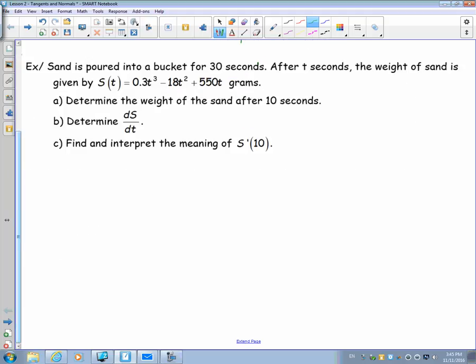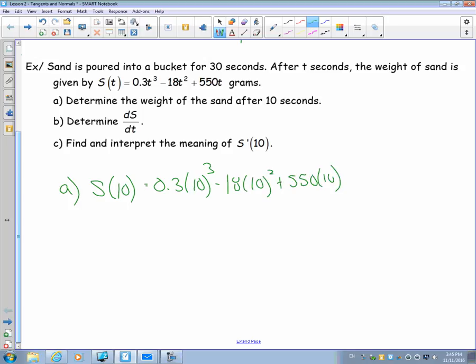So we've got sand being poured into a bucket for 30 seconds. After t seconds, the weight of the sand is given by this equation. I want to know the weight of the sand after 10 seconds. So I want to know a specific point on my graph. I want to know S at 10. So everywhere I see a t, you can replace it with a 10. We're going to use our calculators. You can plug all this right into your calculator because it's all ready to go, and your calculator does BEDMAS for us. If you do it properly, you end up with 4,000 grams. After 10 seconds, we have 4.04 kilograms.